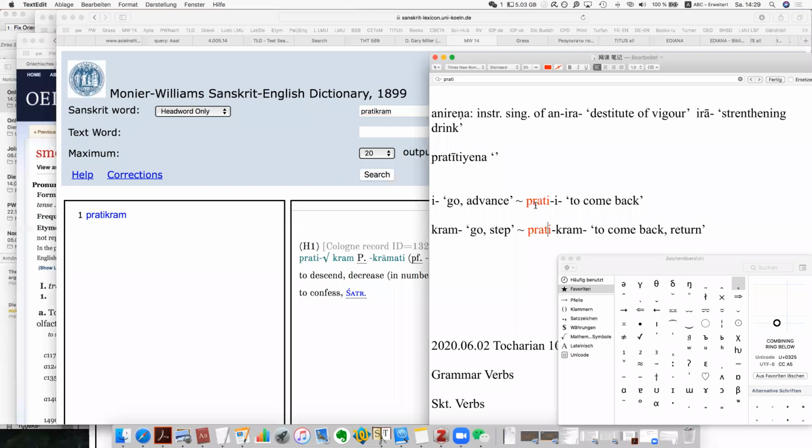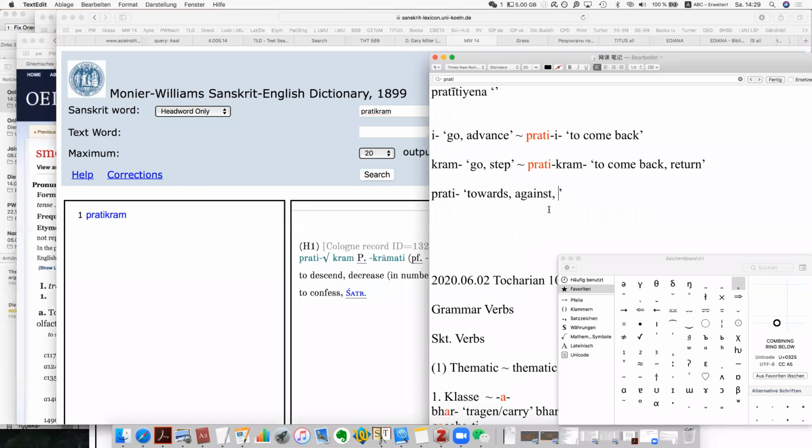Prati is actually the reason because it means something against. It can mean towards, also against, the opposite. So it's actually back, against. So this is exactly something in return, or something reciprocal. Yeah, this is the reason.